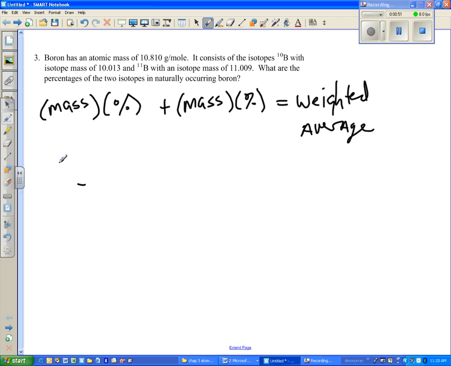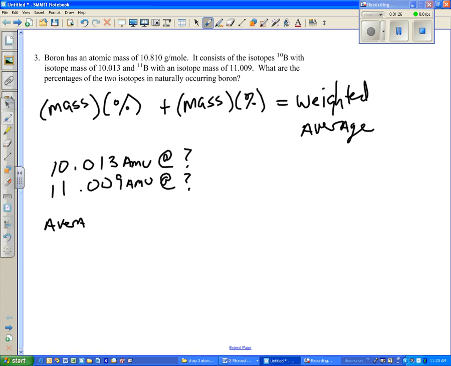We take a look here, and we have boron with the atomic mass of 10.013 AMUs, and it's found at a percentage that is unknown. We have boron that has the mass of 11.009 AMUs, and it's found at a percentage that we don't know, and we do know the average, and that average comes out to be 10.810 AMUs.